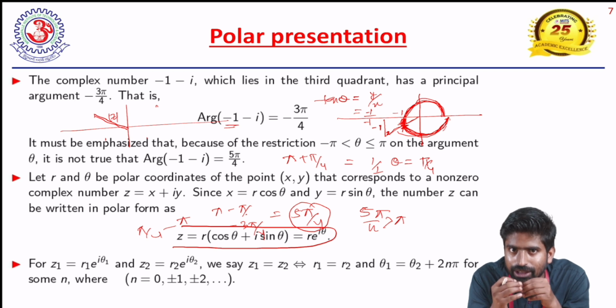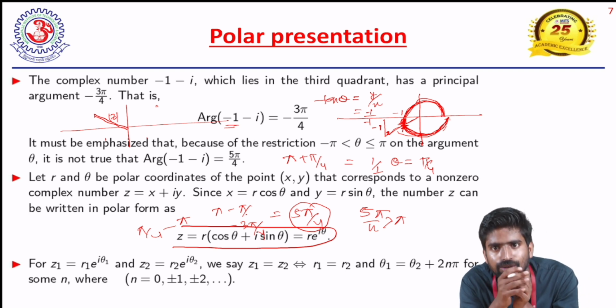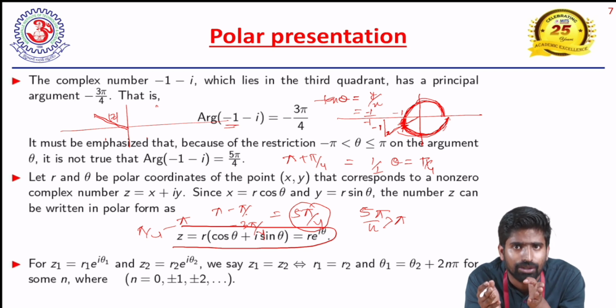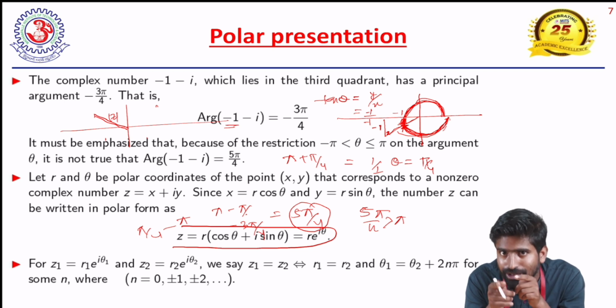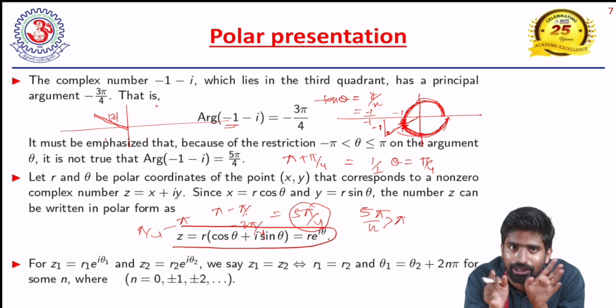So we need to understand when we say two complex numbers are equal and when we say that two complex numbers are not equal. In the last line we have written z1 equals r1 e to the power i theta 1 and z2 equals r2 e to the power i theta 2. They are the two complex numbers. We will say that these two complex numbers are equal if r1 equals r2 and theta 1 equals theta 2 plus 2n pi. Now we are not writing theta 1 equals theta 2. We are writing theta 1 equals theta 2 plus 2n pi, where n represents any integer.